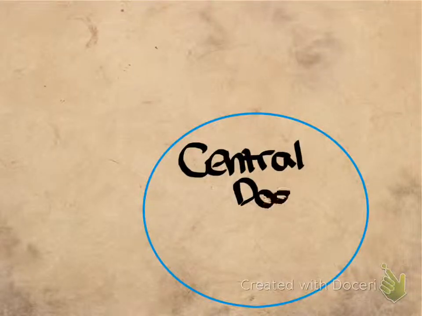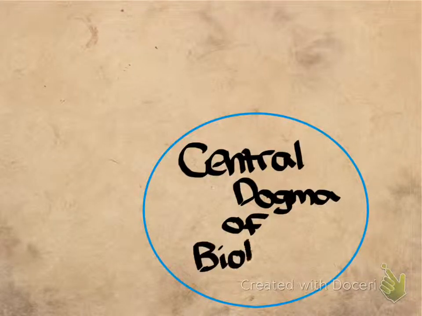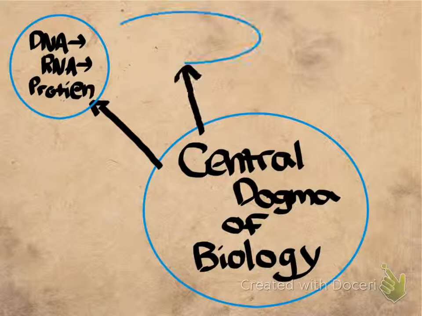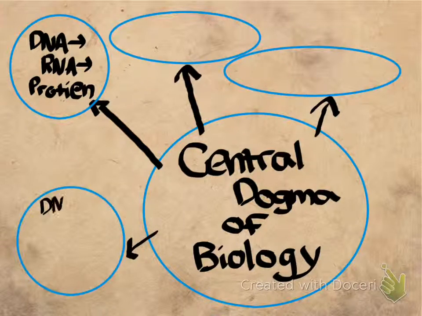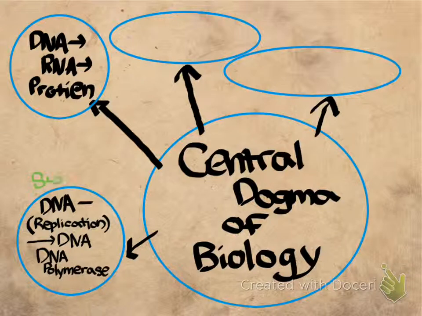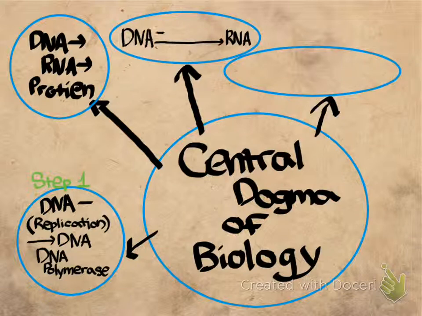Hi everyone, today I'm going to explain to you the central dogma of molecular biology. The central dogma of molecular biology is an explanation of the flow of genetic material within a biological system. It is a process that makes DNA, which goes to RNA, and RNA makes a protein. But today, I'm going to talk to you about what happens between the arrows.